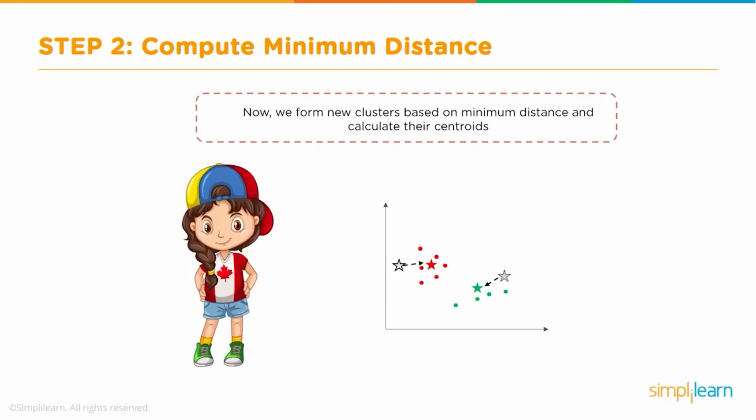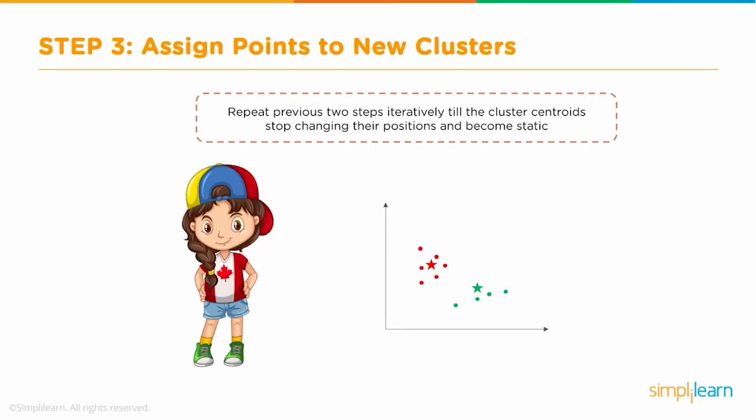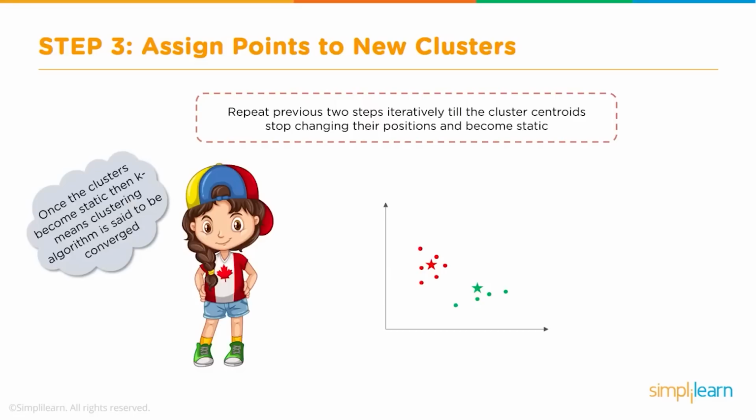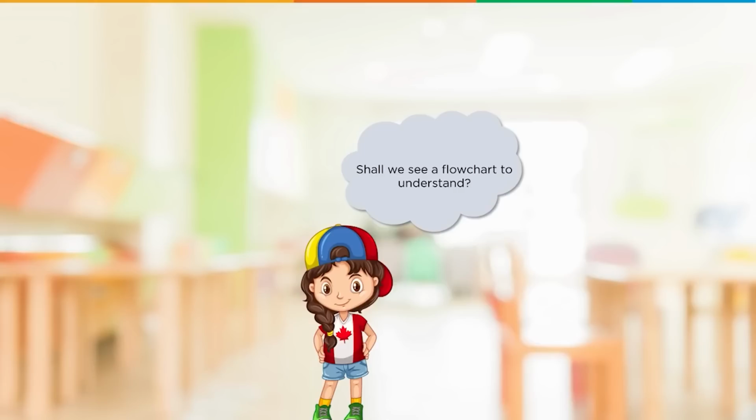So we figure out what the best distance is for the centroid, then we move the centroid and recalculate those distances. Repeat previous two steps iteratively till the cluster centroids stop changing their positions and become static. Once the clusters become static, then K-means clustering algorithm is said to be converged. And there's another term we see throughout machine learning: converged. That means whatever math we're using to figure out the answer has come to a solution, or it's converged on an answer. Shall we see the flow chart to understand?